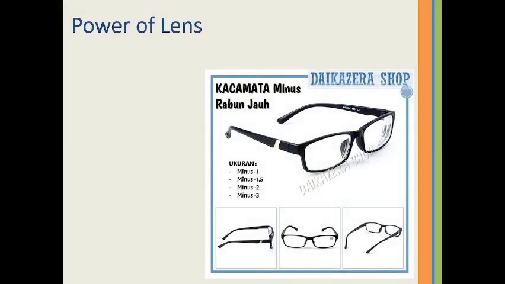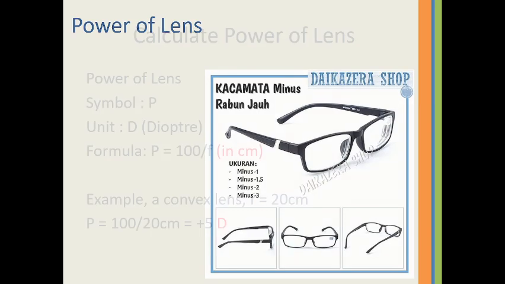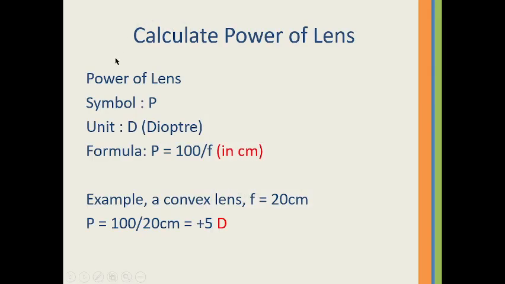Now for the calculation, power of lens. Usually if you go to an optic shop, you will find the measurement of eyeglasses, -1, -2. Now in physics class, this is called the power of lens. It has a symbol which is capital P. It has a unit, of course, dioptry, and a formula.